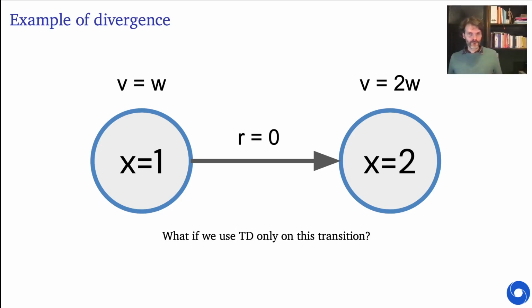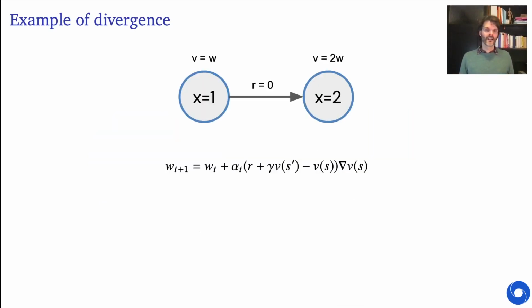It's a simple problem, but now we're going to consider it a partial problem, right? I didn't say what happens after you reach a state where the feature vector is 2. I'm just going to consider this one transition, and then let's see what happens if we apply TD. So let's step through that. Let's first write down the TD equation.